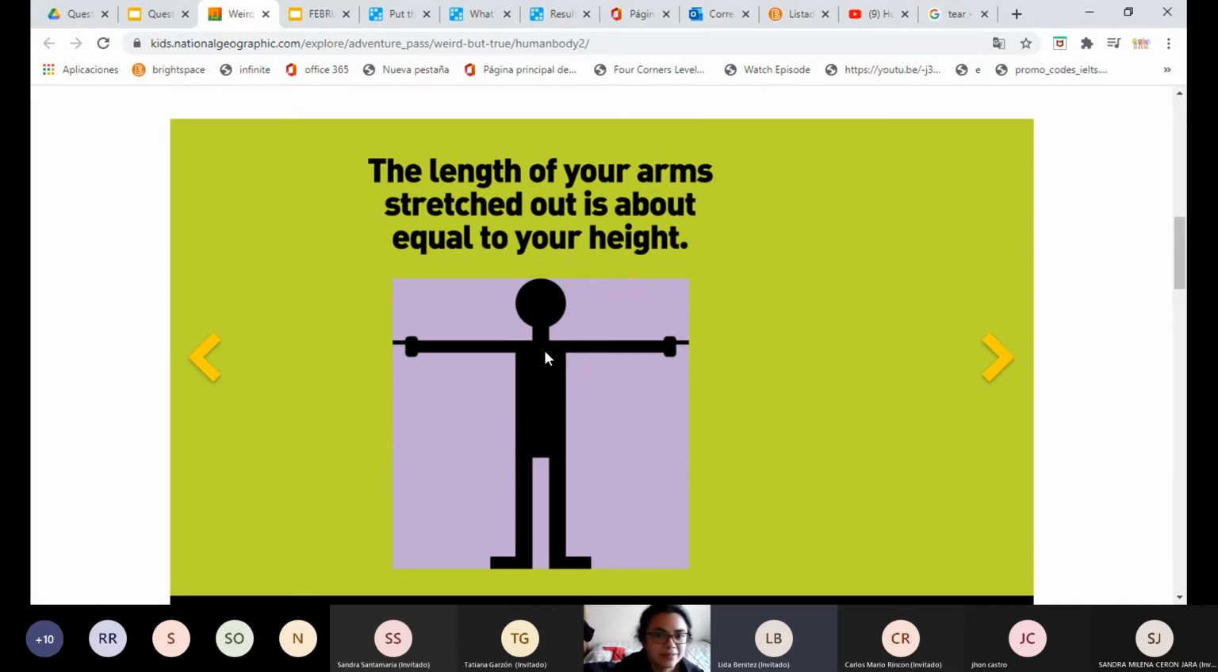So, how far do... No. But remember, far is for distances, like, how far is Bogota from Cartagena? So, what would be the correct question here? Can anybody think of a question for your partners? How tall? How tall what?